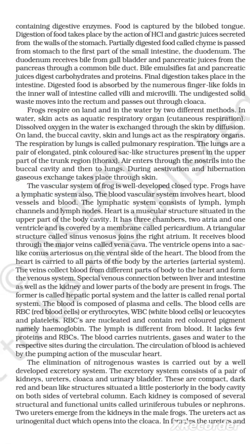The vascular system of the frog is well developed, closed type. Frogs have a lymphatic system also. The blood vascular system involves the heart, blood vessels, and blood. The lymphatic system consists of lymph channels and lymph nodes. The heart is a muscular structure situated in the upper part of the body cavity. It has three chambers, two atria and one ventricle, and is covered by a membrane called the pericardium. A triangular structure called the sinus venosus joins the right atrium. It receives blood through the major veins called the vena cava.